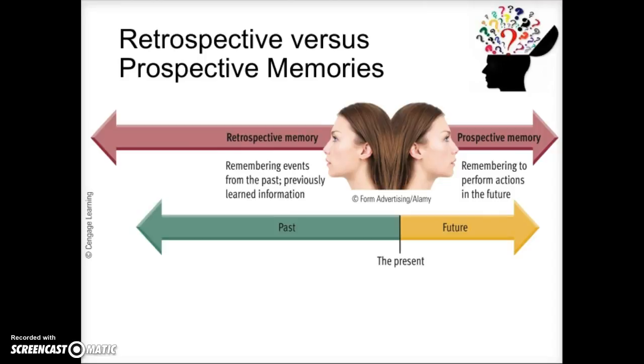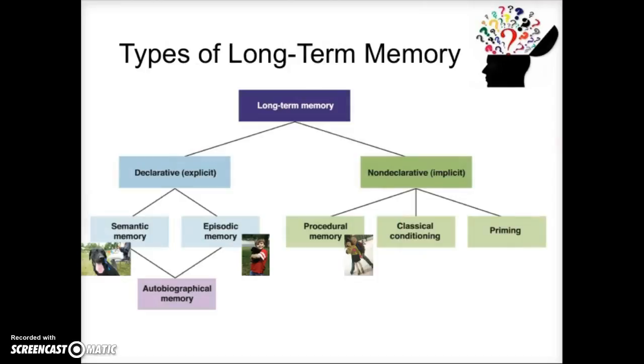Oftentimes for those particular memories, it's best to just let them go. Now, our memories are stored in long-term memory in a couple of different ways. It depends on what type of code is created.